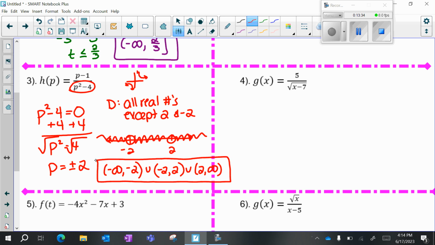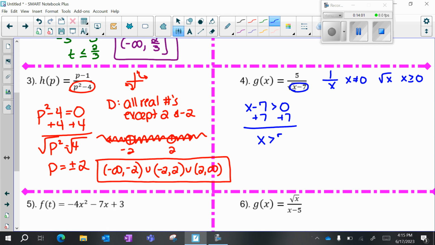Taking a look at number 4 here, this is one where there are 2 rules involved. So if it was just in the denominator, it would be cannot equal 0. If it was just under a radical, it would be greater than or equal to 0. But because it's both, I have to take what's under the radical and set it greater than 0, not equal to. I'm going to add 7 to both sides to solve. So we get x is greater than 7. If you need to, draw out your number line. It's not equal to, so it's an open circle, which means in interval notation, it is parentheses.